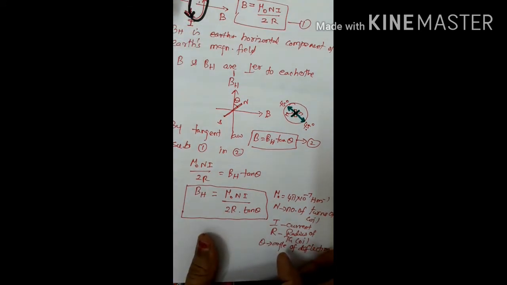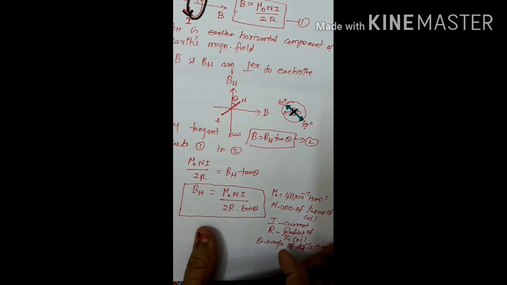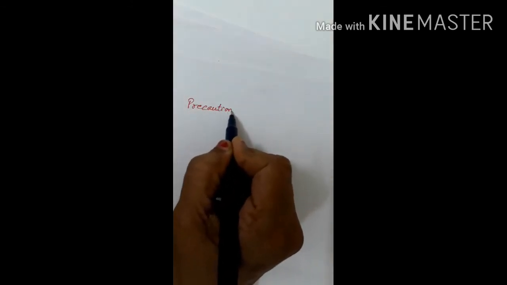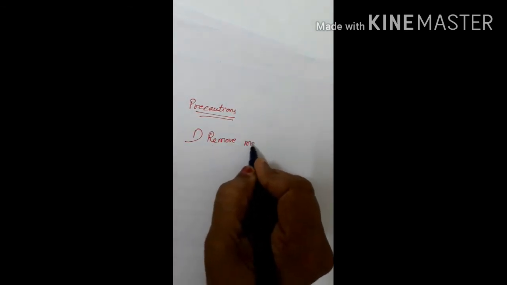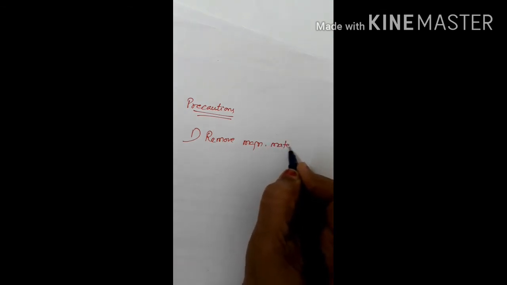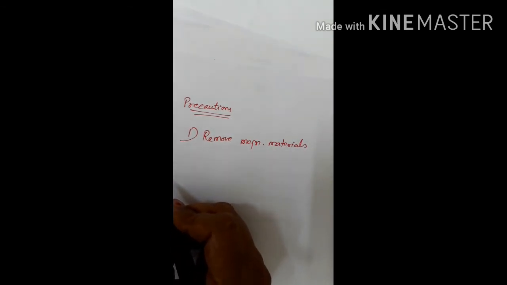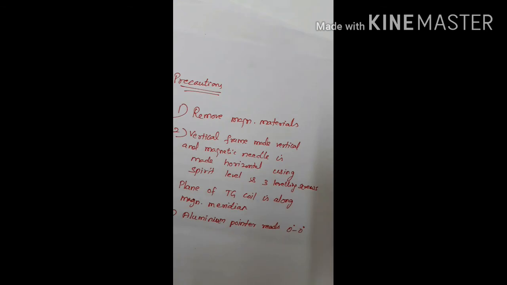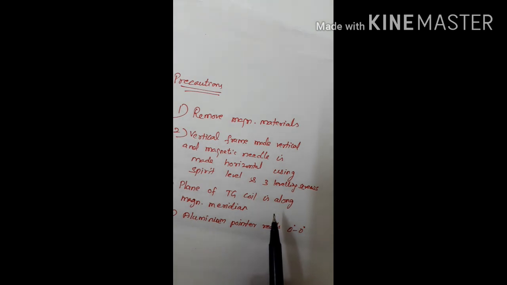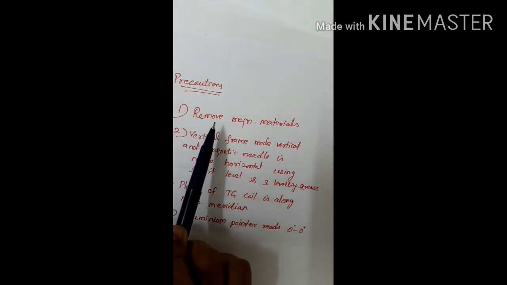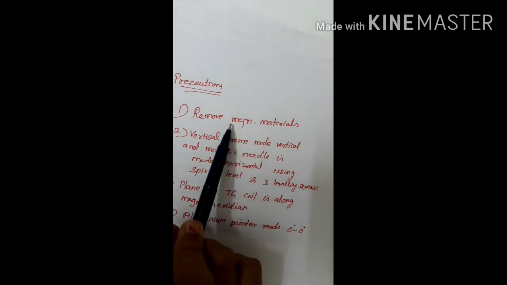Right, children? Now while using this TG coil, certain precautions have to be taken. What are the precautions you can take while using this instrument? Before using this, you have to remove all the magnetic materials nearby. These precautions have to be made before using this TG coil, children. The magnetic material near the TG coil should be removed.